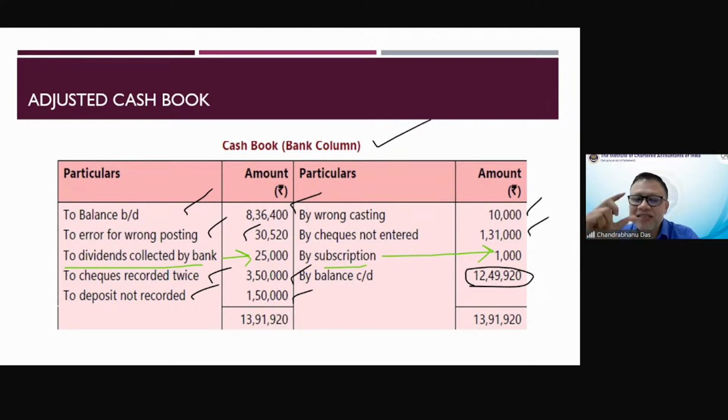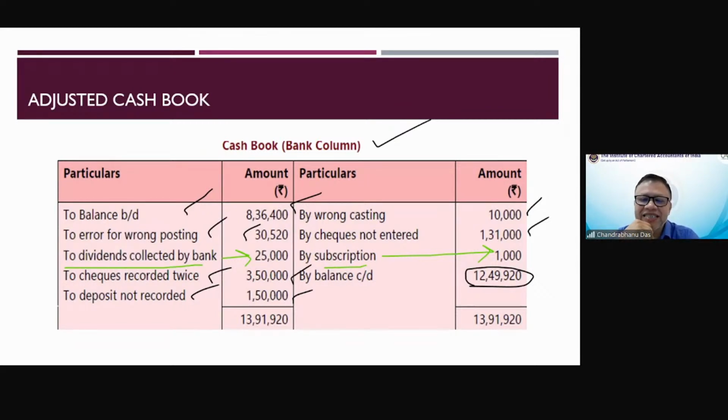Yes, sir. So in that bank column, you should enter all the bank transactions, whether check issued, whether dividends collected, all this. So that person has not entered that 1,31,000 in the bank column of the cash book. That means it is an error by the cashier. So it has to be adjusted, not by the bank. Okay, so what we did in the credit side was checks not entered 1,31,000. Correct now? Yes, sir.